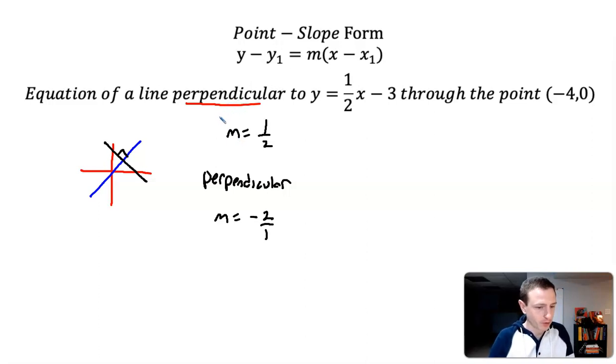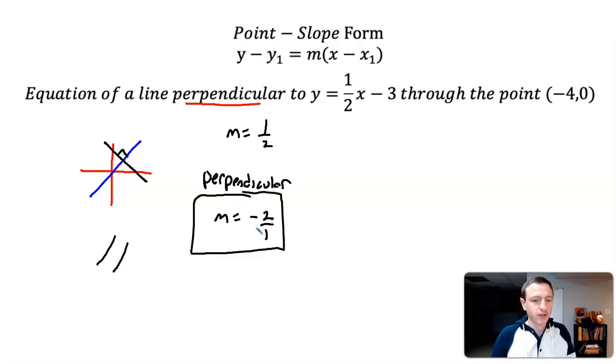Negative reciprocal. If the lines are parallel, meaning the equations are parallel, the slopes are the same. We know parallel lines look like that, just slopes are the same, so we don't really have to investigate too much. But here, perpendicular means a negative reciprocal. So we're going to use this slope, -2/1, to generate an equation crossing through this point.